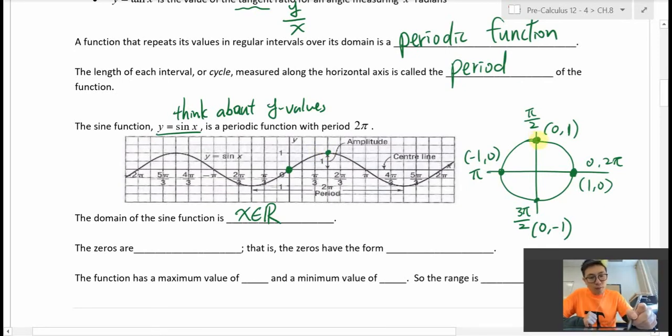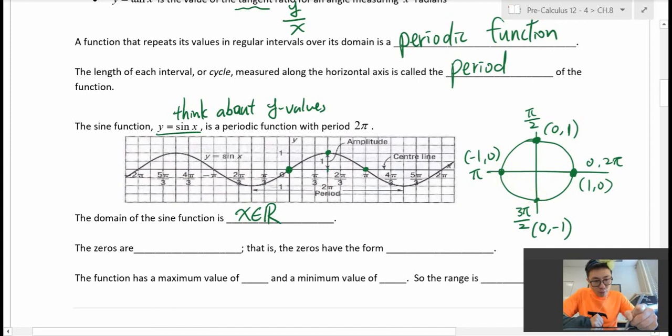Now from pi over 2 to pi, you can see the y value goes from 1 back to 0 at pi. And you can see the y value is decreasing. It starts slowly and then decreases quite rapidly at the end, going down more quickly as you go towards pi.